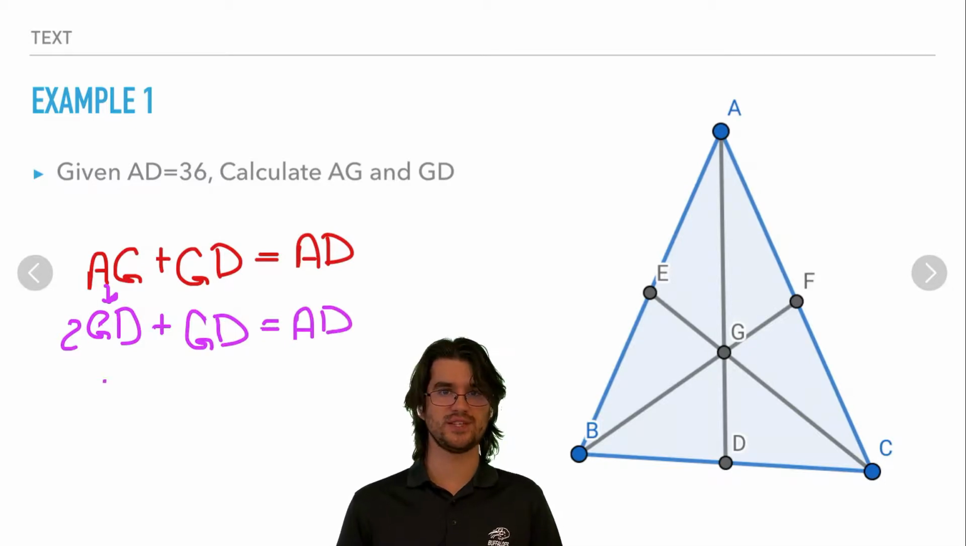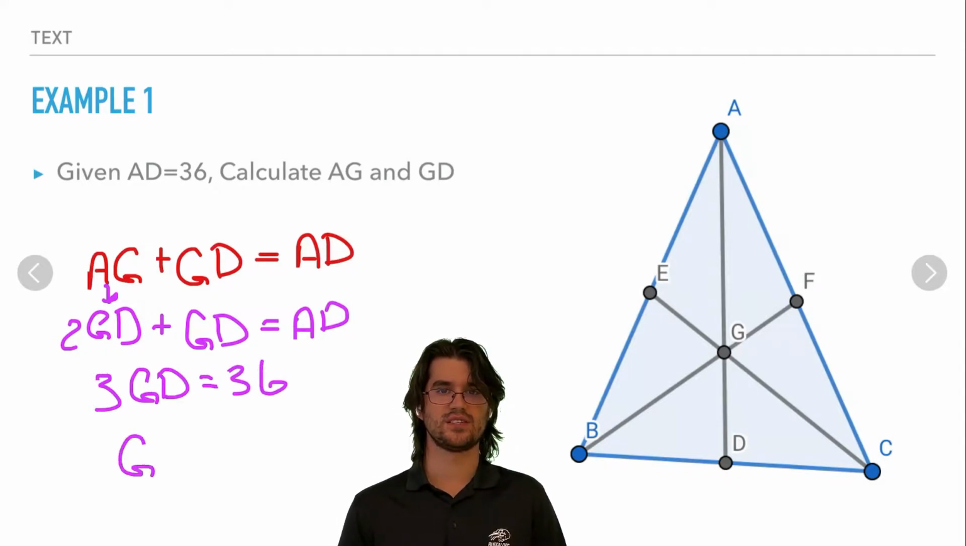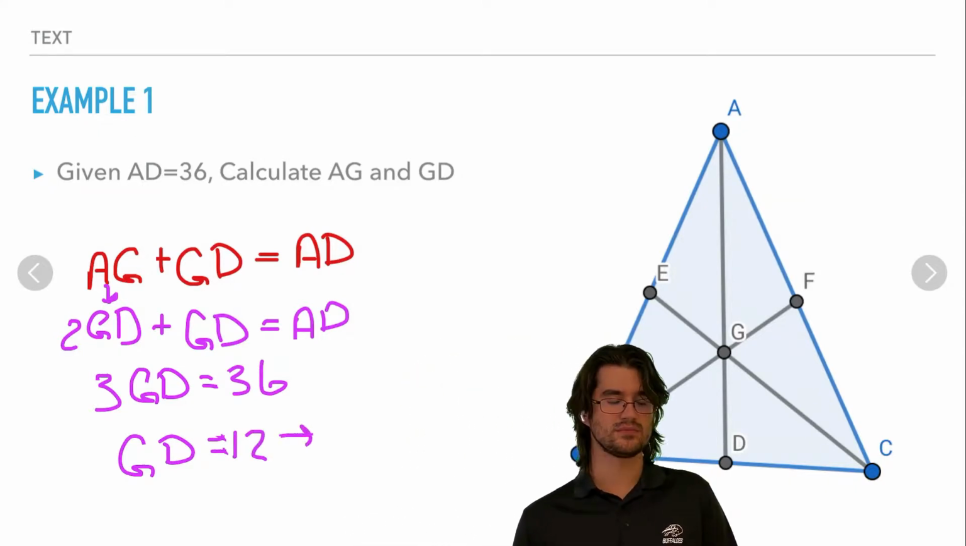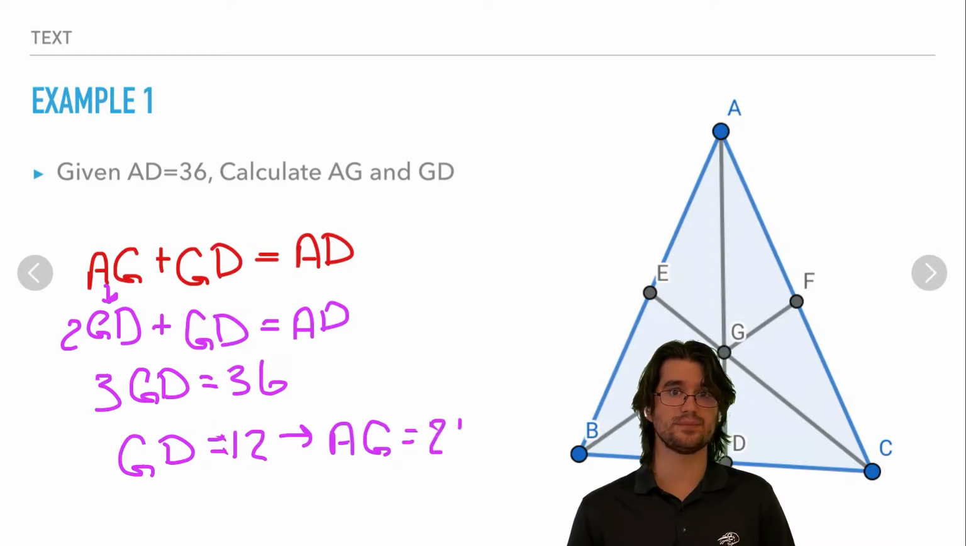Ultimately, we have 3GD is equal to 36. So the segment from the centroid to the side is 1/3 that distance, so it's 12. So if GD is 12 and AG is twice the size, that means AG is 24.